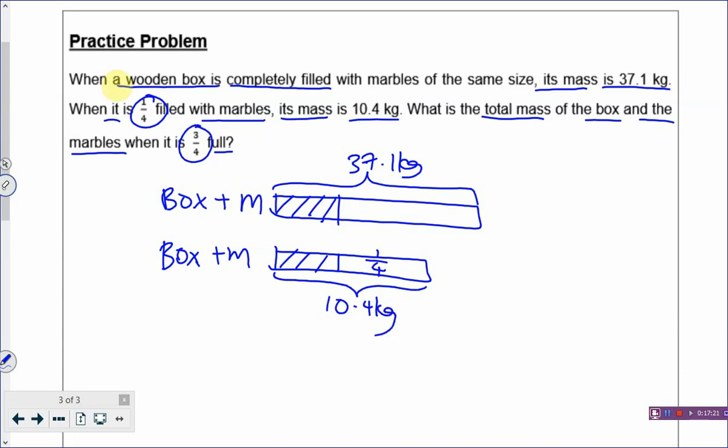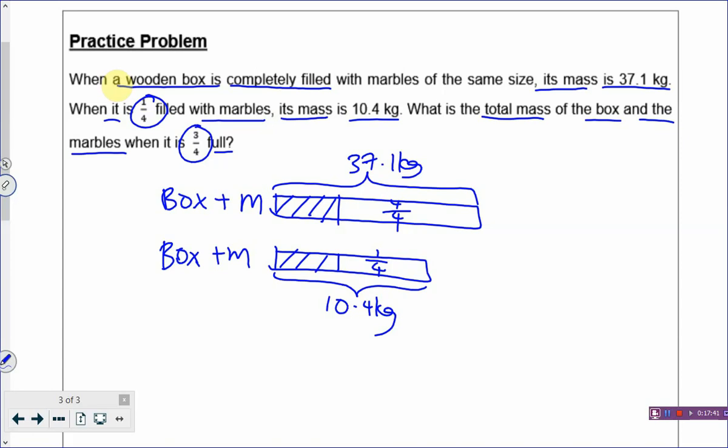Okay, let's go back to the longer rectangle. What fraction is full of marbles? So the fraction will be 4/4, which is 1 whole. 1 whole means full, right? Full of marbles. Okay? Now, what is the total mass of the box and the marbles when it's 3/4 full? Alright, so we can't put the question mark here.